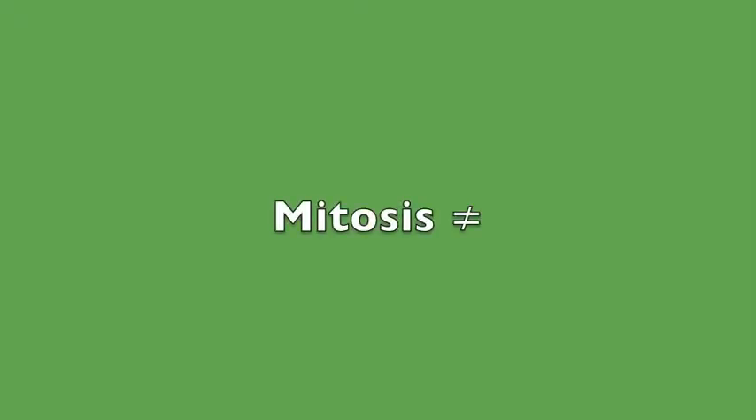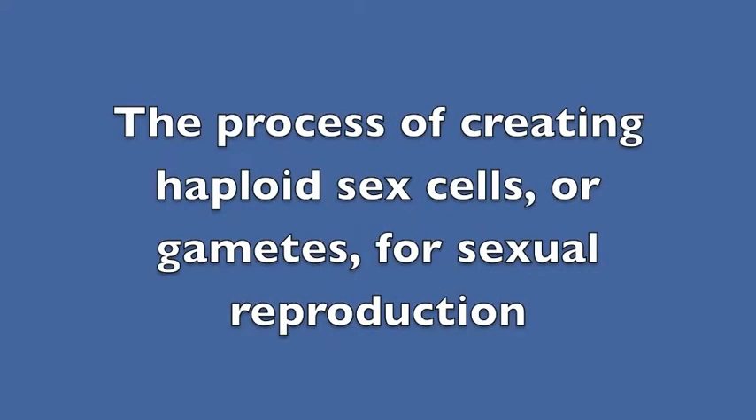While mitosis simply produces two identical daughter cells from any kind of parent cell that can divide, meiosis is specifically the process of creating haploid sex cells, or gametes, for use in sexual reproduction.